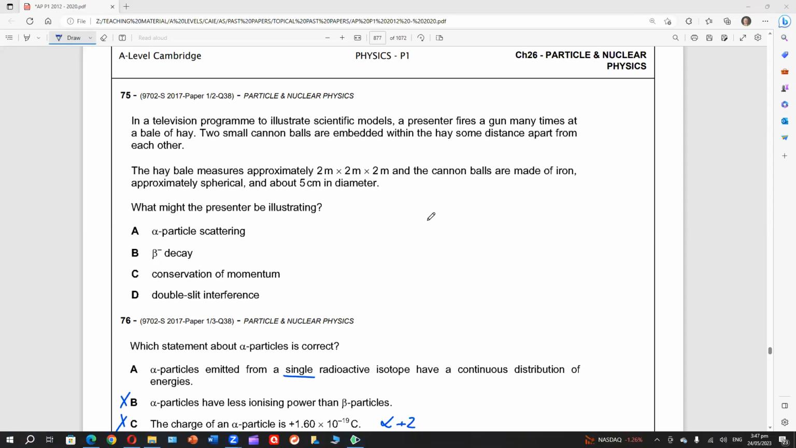So what do you suggest that the answer should be? It is not beta decay. It is not conservation of momentum. Now, this experiment should be compared with another experiment. A is the right answer because it is similar to the alpha particle scattering experiment.